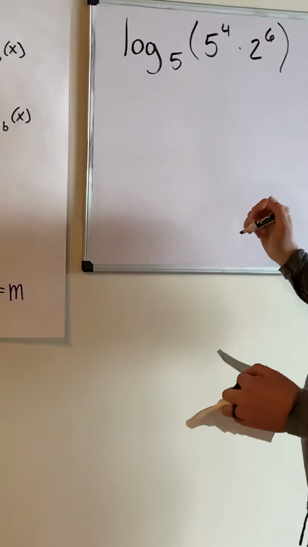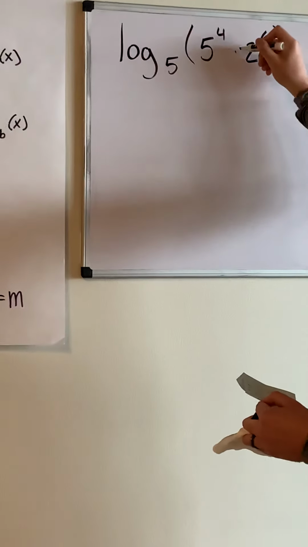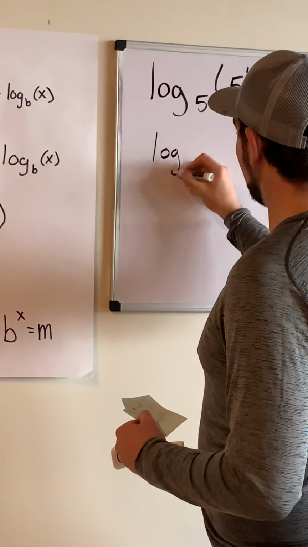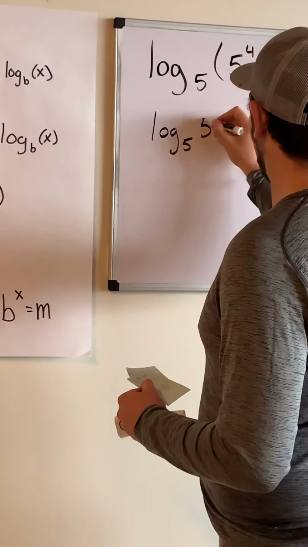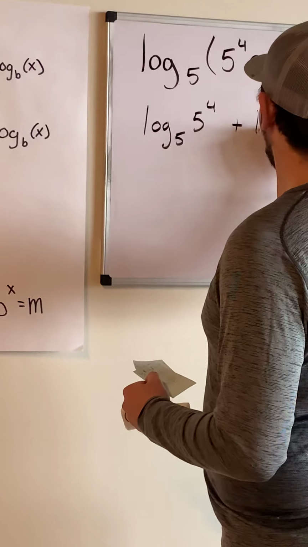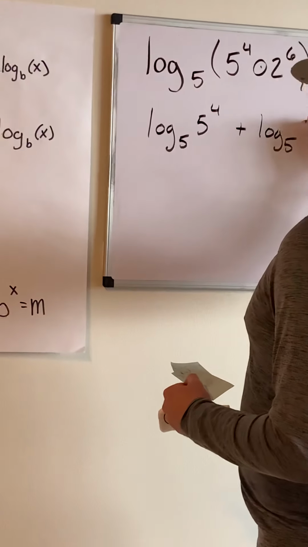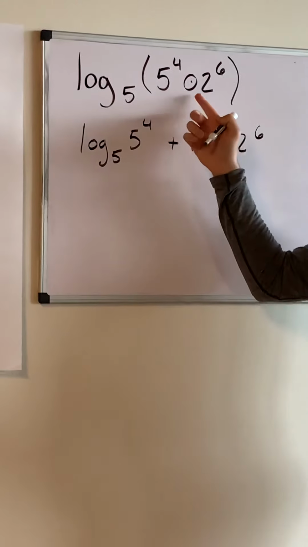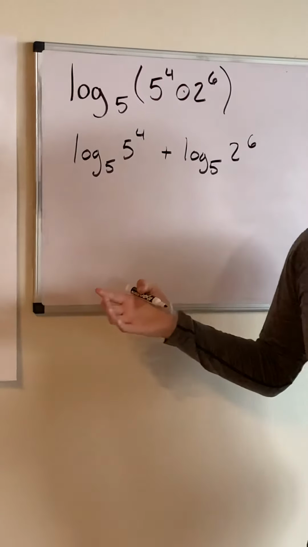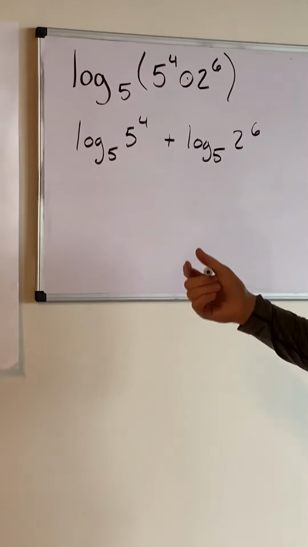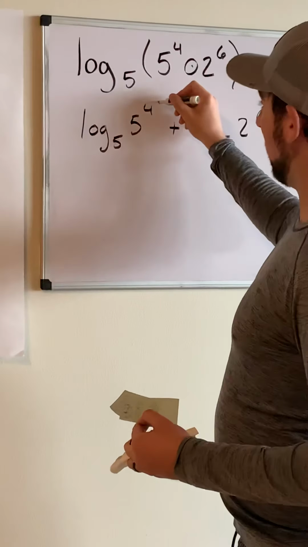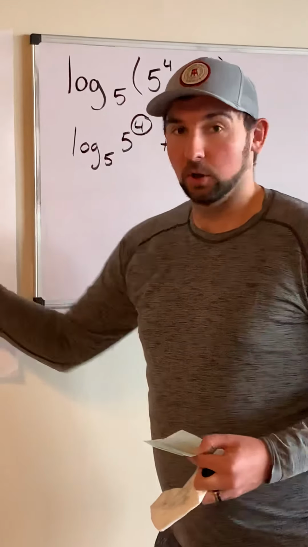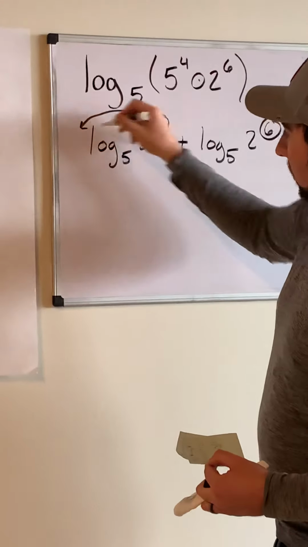The first thing I'm going to do is split these up, because that multiplication, I'm going to split up to addition. So log base 5 of 5 to the 4th, plus log base 5 of 2 to the 6th. So I split those up from multiplication to addition using our log properties. The next thing I'm going to do is I see this to a power and this to a power. Well, to a power is multiplication, so I'm going to move those out front.